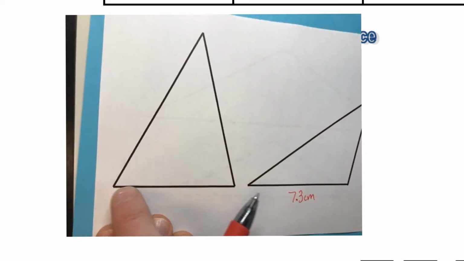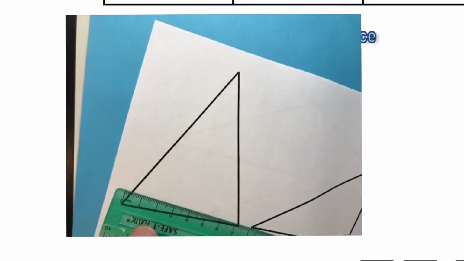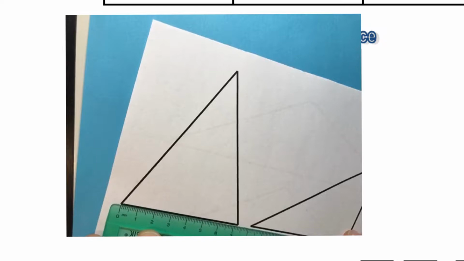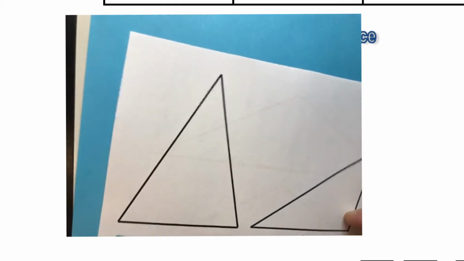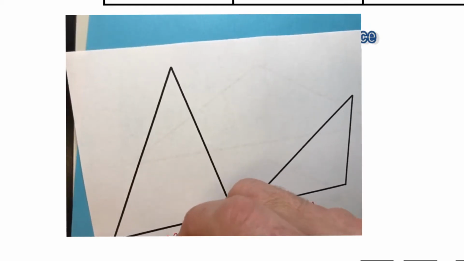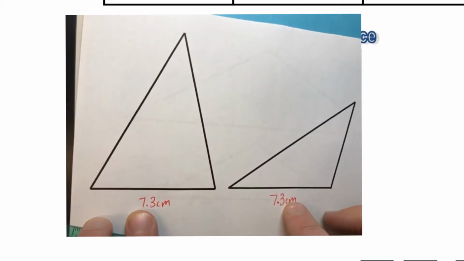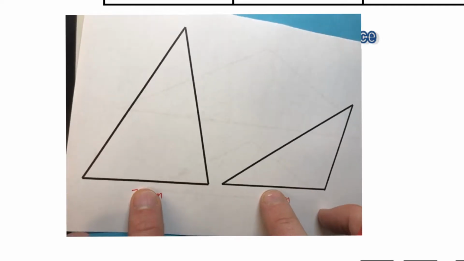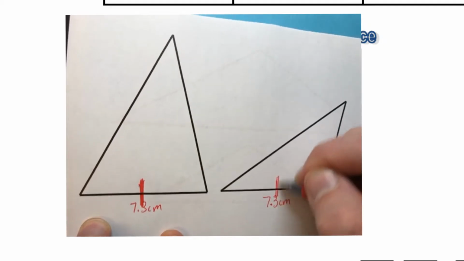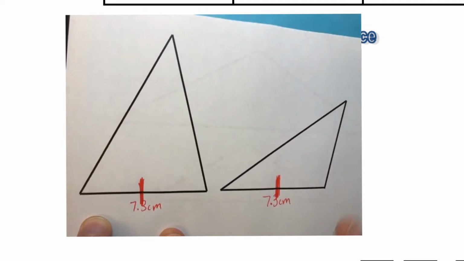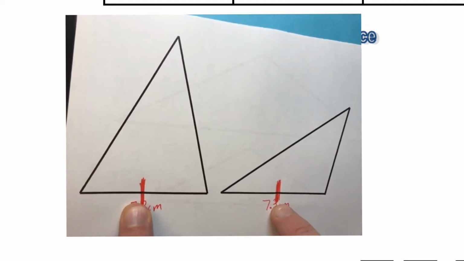Okay, measure this side on this triangle. How long is that side? 7.3. It's the same thing, right? So it's 7.3 centimeters. So what's up with these two sides right here? They're congruent. So this side is congruent to this side. Those two are the same length.